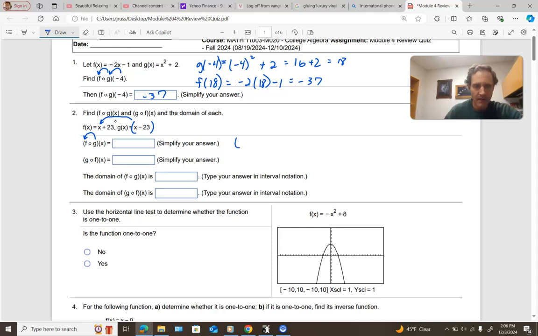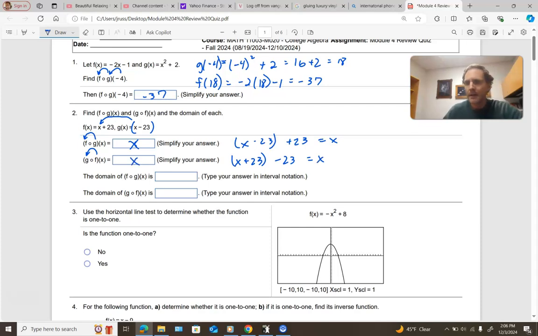And if I do that, I'll get x minus 23 plus 23. And guys, when you take away the parentheses, the 23s are going to cancel. You're just going to be left with x. And then really the same thing's going to happen when you go in reverse, when you plug f into g. Technically, you would end up with x plus 23 minus 23, and the same thing's going to happen. You're just going to get x.